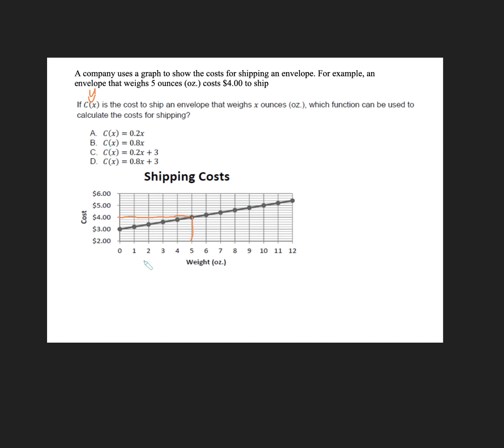Now from here we can figure out our y-intercept. So right here, that is our y-intercept. That is where our line cuts the y-axis, at 3. So remember, an equation of the line is y equals mx plus b, and we figured out our b is 3, and it's a positive 3. We can eliminate A, I don't see a plus 3 there, and we can eliminate B, I don't see a plus 3. Your line should always cut your y-axis. So our answer is either C or D.